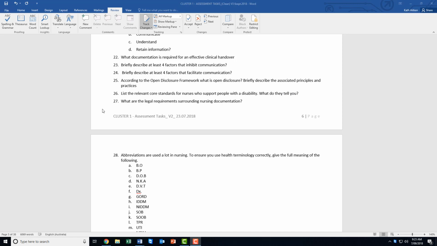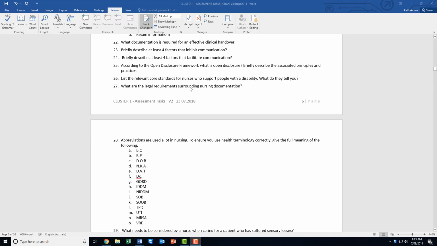Question 26, list the relevant core standards for nurses who support people with a disability. So that's referring to the specific core standards for nurses who are working specifically with disability. What do they tell you? A couple of sentences there. 27, what are the legal requirements surrounding nursing documentation? You're looking at least a few sentences there. You may want to put dot points down with a short sentence beside each one, a bit of description.